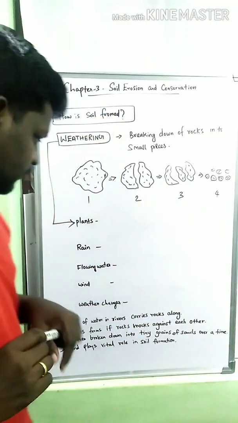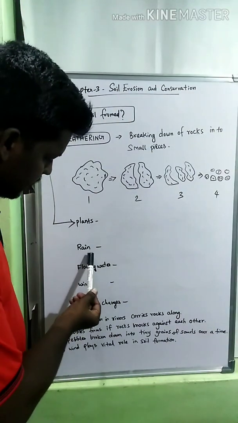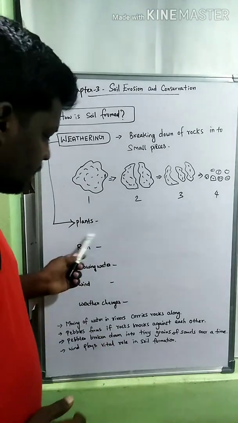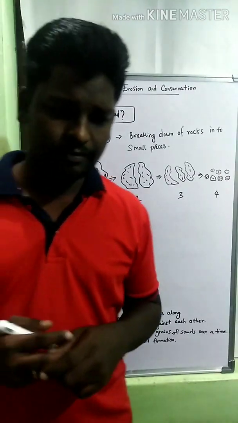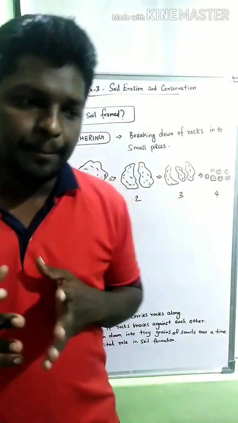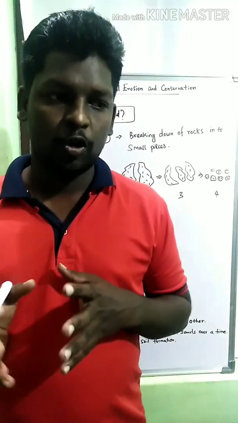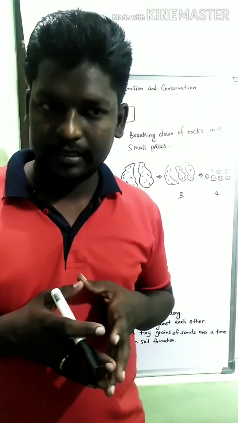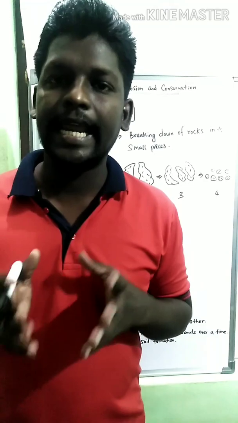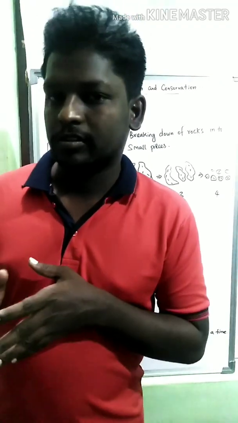Here, plants, rain, flowing water, wind and weather changes. First, plants. You can ask me how plants help in this weathering, because plants and trees are static, which means they cannot move from one place to another. But how are they helping this process of weathering?